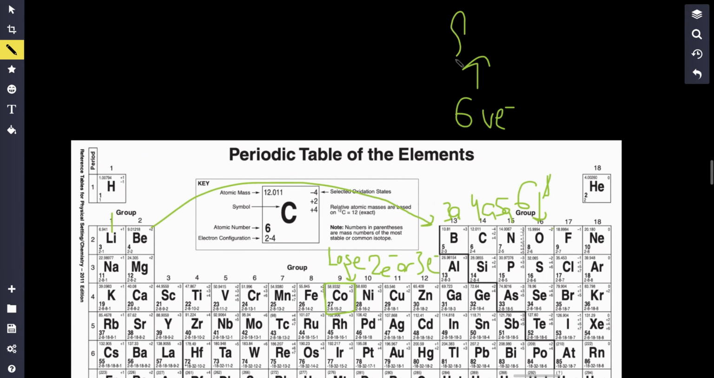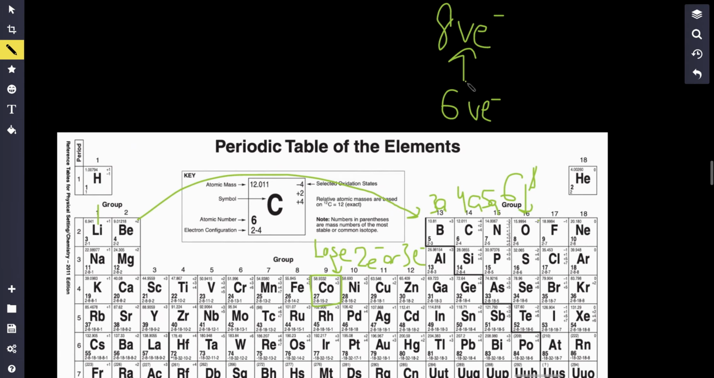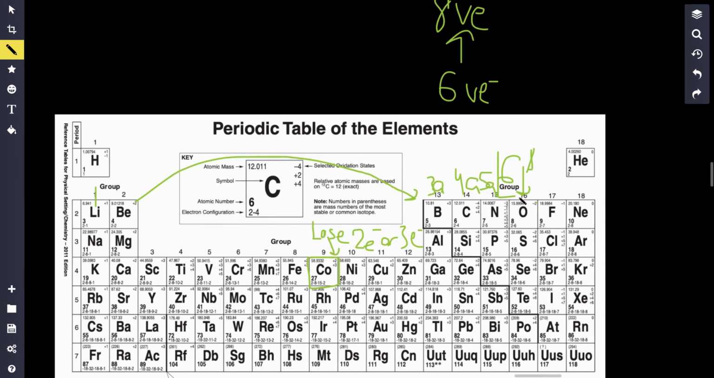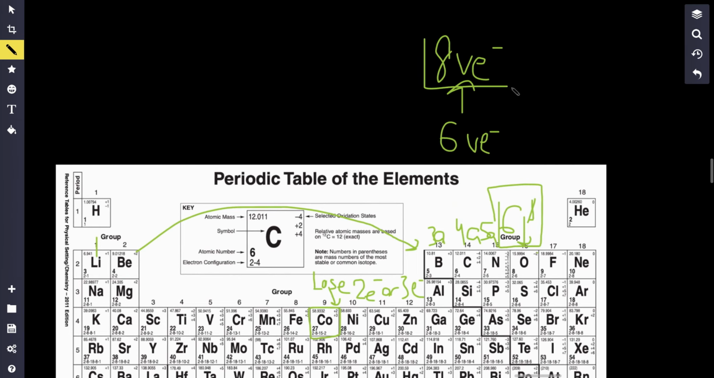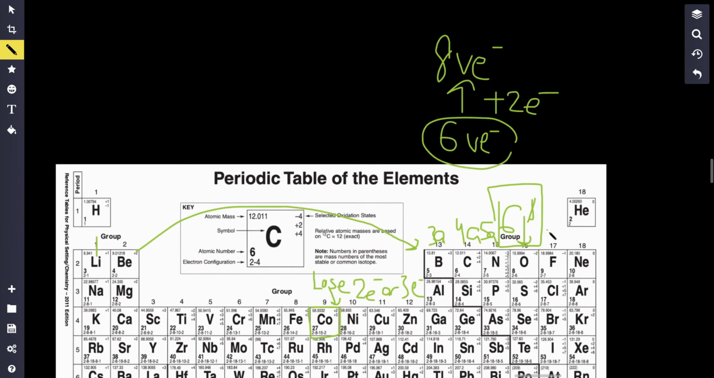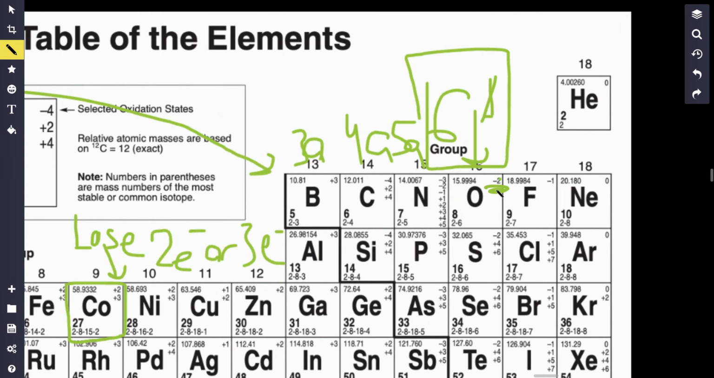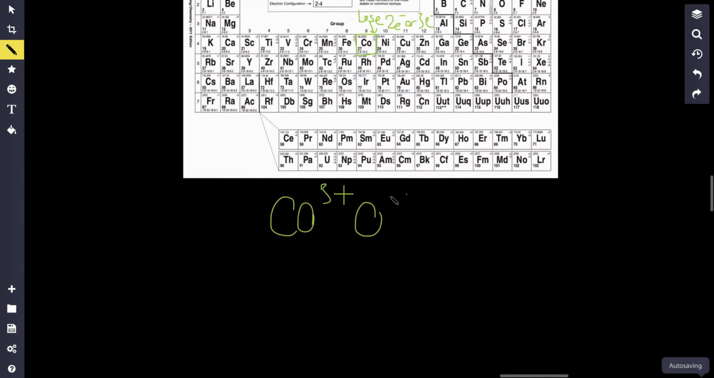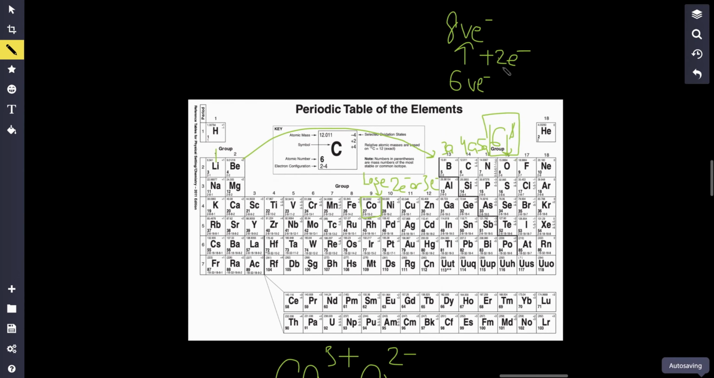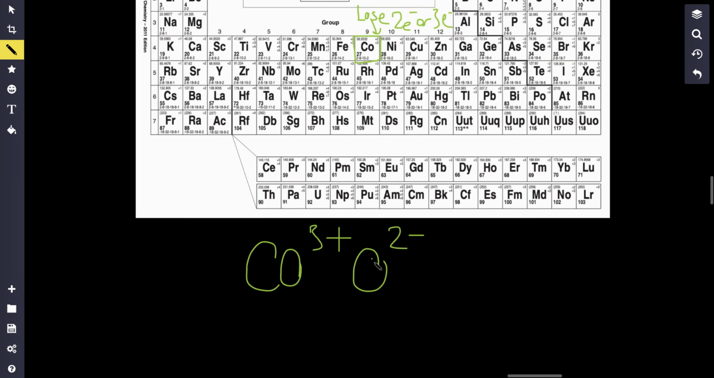Now, oxygen and all atoms, they want to get to 8 valence electrons. Some atoms will lose electrons in order to get to 8 valence electrons, and some atoms will gain electrons. In this case, if you have 6 valence electrons and you want to get to 8, it's much easier to gain 2 electrons than to lose all 6 of the valence electrons. So oxygen is going to gain 2 electrons, and if you're gaining 2 negative charges, it's going to be a 2 minus charge.